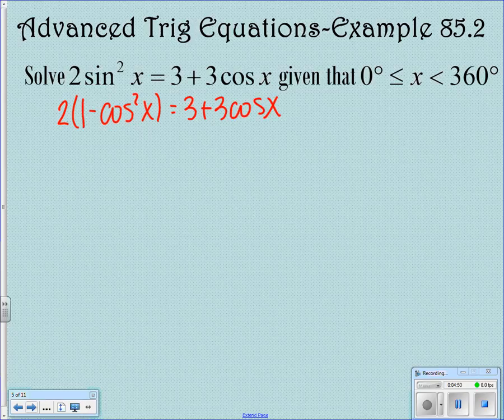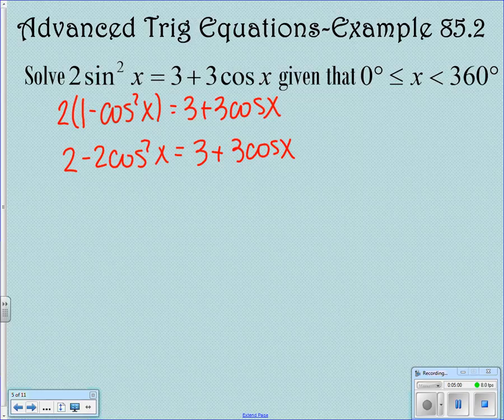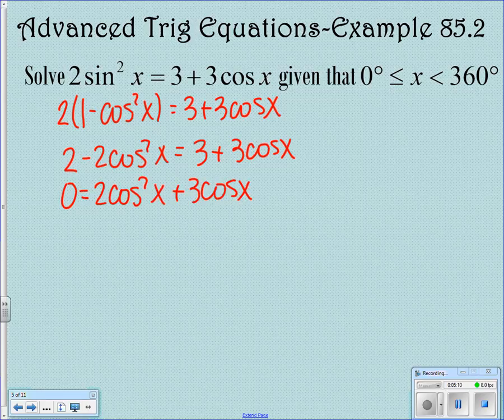And so now we're going to distribute, and we're going to have 2 minus 2 cosine squared of x equals 3 plus 3 cosine of x. On this one, I'm going to move everything to the right side because I want my cosine squared to be positive. So 0 equals 2 cosine squared of x plus 3 cosine of x, and then plus 1. All right, so again, this is going to factor in the same way that 2x squared plus 3x plus 1 would factor.